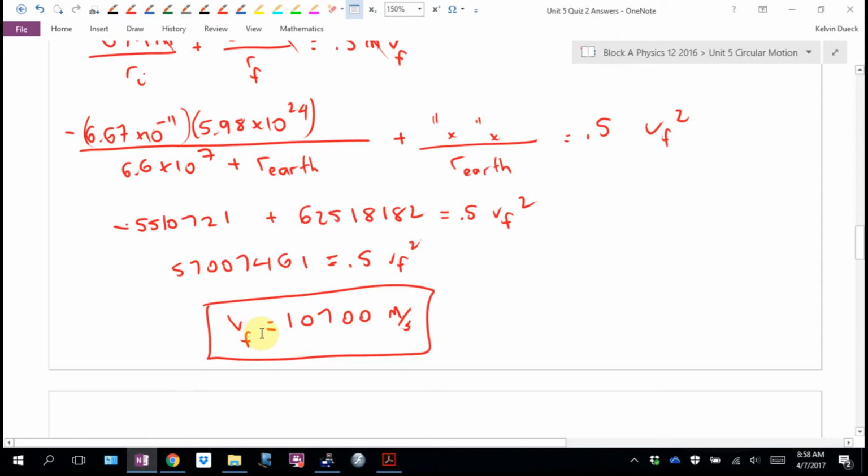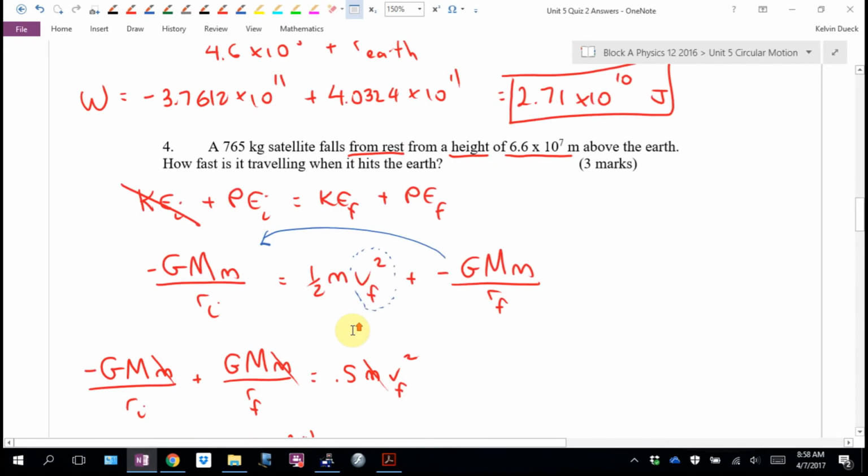Wow, that's a lot of work. Actually, that's a lot of energy. Actually, that's a big velocity. That's hitting the Earth pretty fast. Now, the mass did cancel because the speed doesn't depend on the mass. Of course, the damage depends on the mass. If this is a big asteroid, this is going to get our attention.